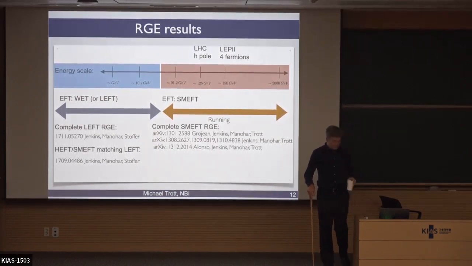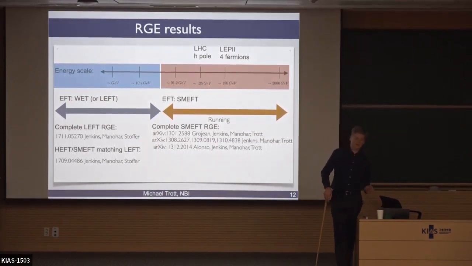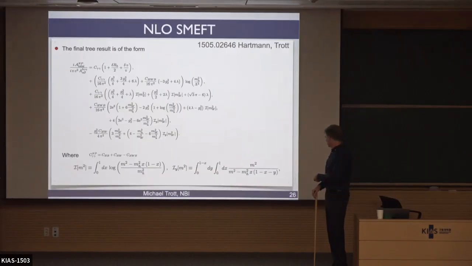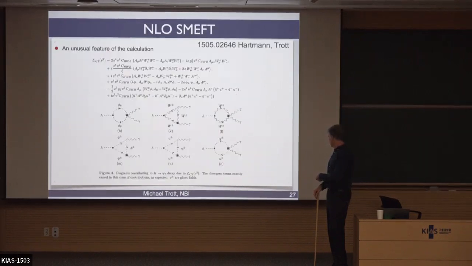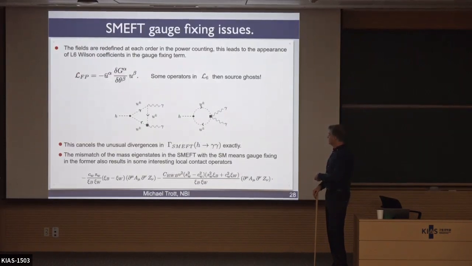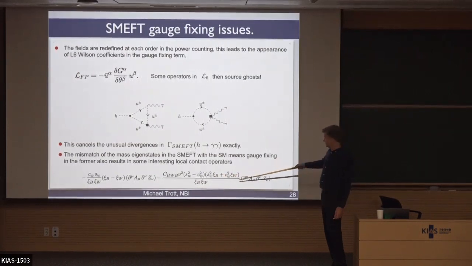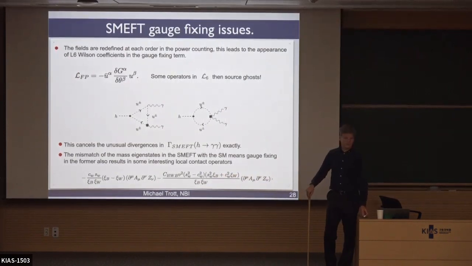Well, I have some technical questions. Sure. So on page 28, the gauge fixing part. I think there are two equations, the first one on page 28, the last equation. The first equation does not depend on the higher dimension operator, right? And the second one does. Yes, that's right.